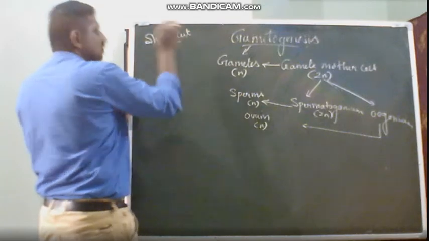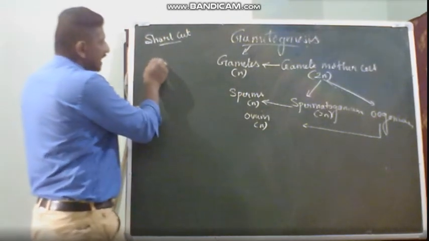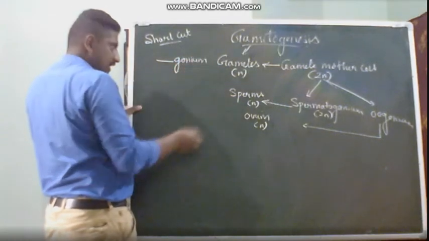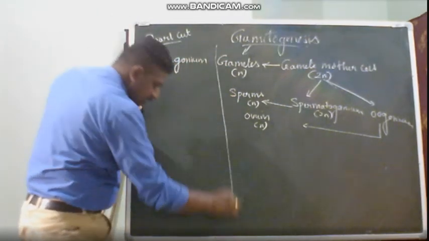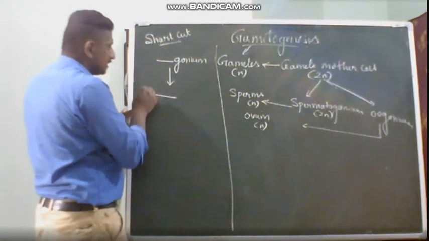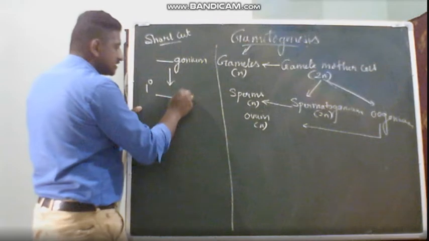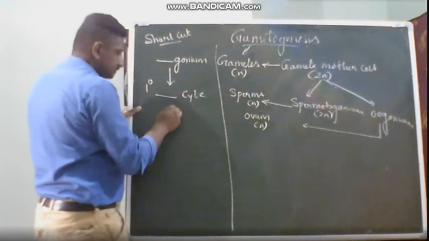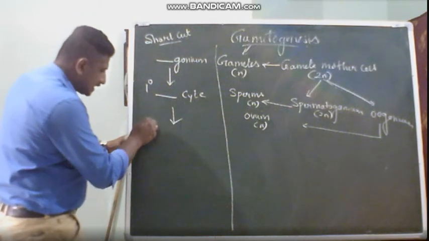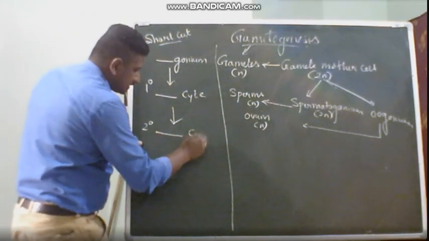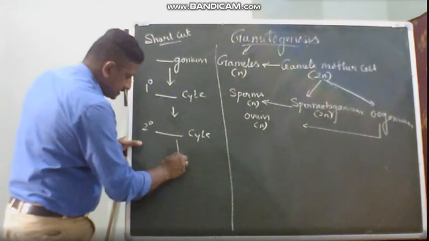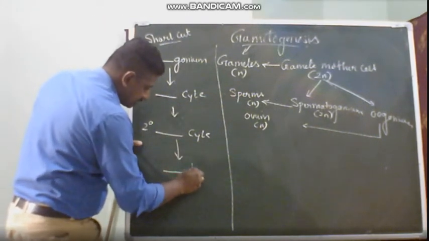I'll give you the shortcut, okay? Dash-gonium undergoes dash primary dash-cyte, first a shortcut, then we will go for the long cut. Secondary dash-cyte, then dash-tid.